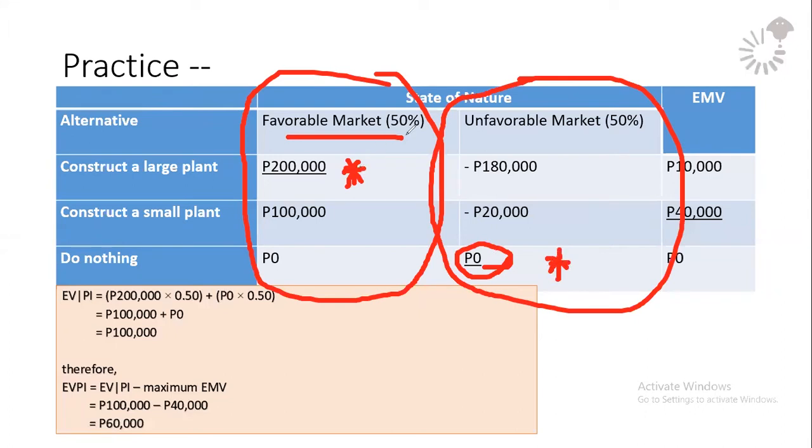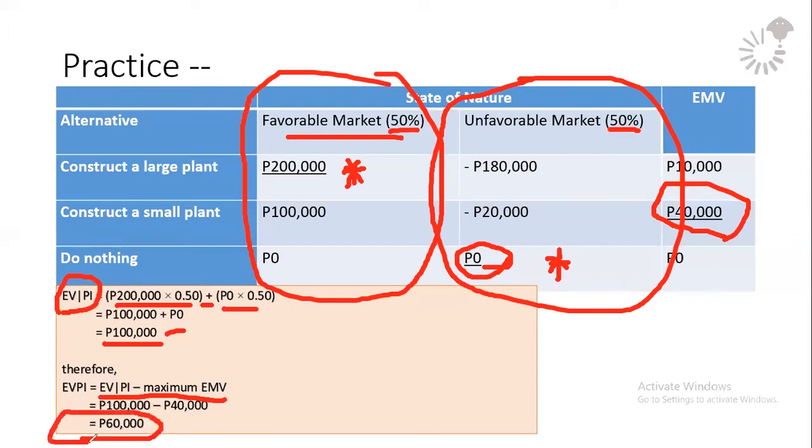So best outcome, multiply the probability, and then you get the summation. So best outcome, 200,000 multiply 50% summation plus 0, best outcome sa kabila, multiply 50%. So 100,000 plus 0 is 100,000. This is your EVPI. Di pa tapos doon. This is the actual equation minus maximum EMV. With the EMV identified kanina, 40,000 is the maximum value. So 100,000, yung kinalculate natin kanina, minus 40,000. Your EVPI is actually 60,000.